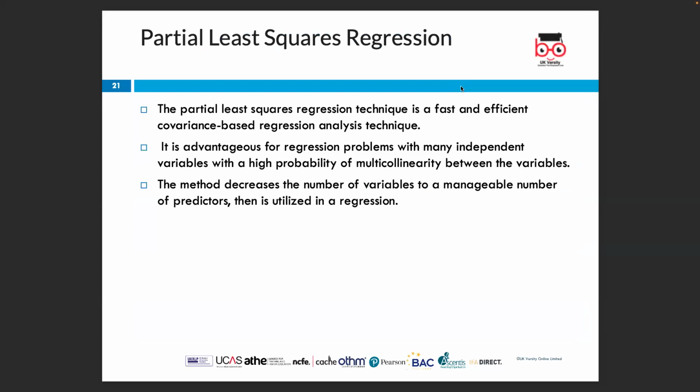What is partial least squares regression? The partial least squares regression technique is a fast and efficient covariance-based regression analysis technique. It is advantageous for regression problems with many independent variables with a high probability of multicollinearity between the variables. The method decreases the number of variables to a manageable number of predictors, which is then usually utilized in a regression. So that's what partial least squares regression is.